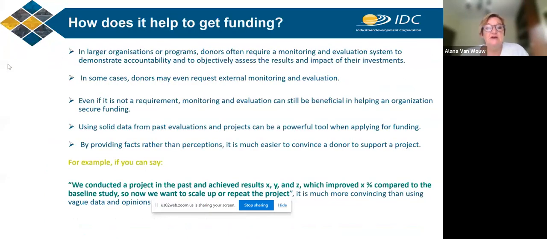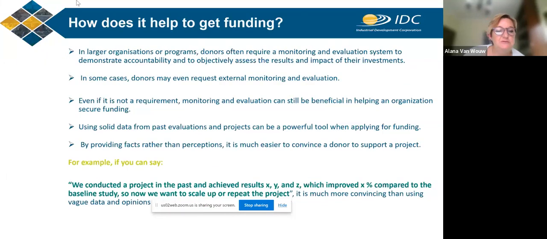Okay. In larger organizations, when it comes to fundraising, and I say larger organizations, it's basically any organization which consists of a board, they will ask you about your monitoring and evaluation, because that is key when they do the due diligence and how they can motivate it to their board to get them to agree to a donation or a fund.